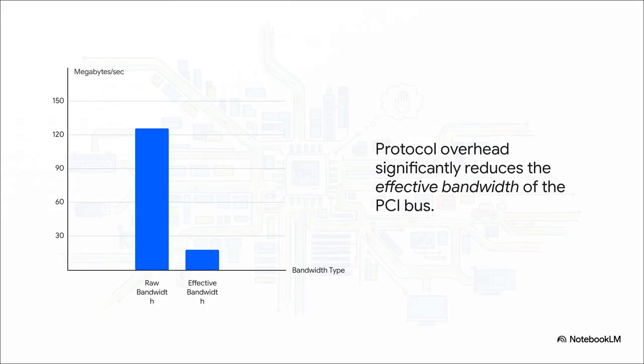Let's take a look at a classic example, the PCI bus. On paper, its raw bandwidth is a pretty impressive 132 megabytes per second. But once you factor in all the protocol overhead, all the time spent managing who gets to use the bus next, the actual speed, the effective data rate, just plummets. It drops to about 19 Mbps, just a seventh of its potential.